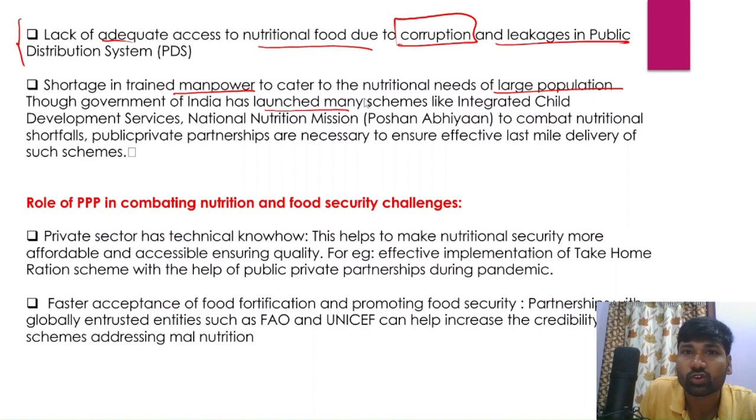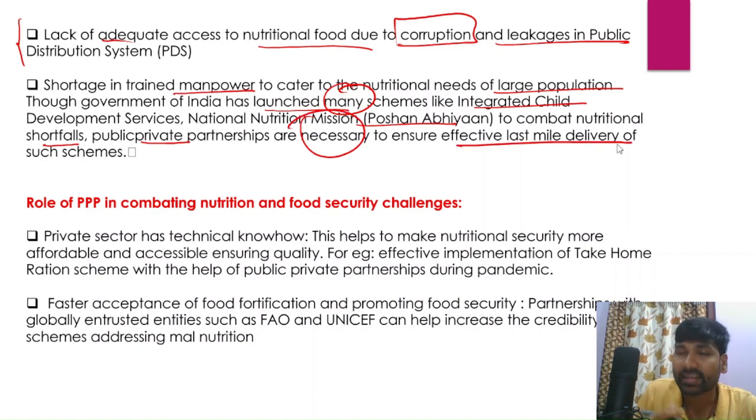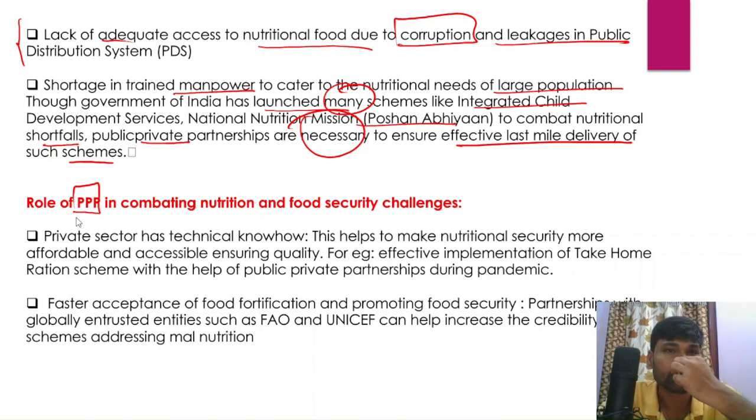Though the government of India has launched many schemes like Integrated Child Development Services and the National Nutrition Mission, which is considered as Poshan Abhiyan, to combat nutritional shortfalls, public-private partnerships are very important, and they are necessary to ensure effective last mile delivery of such schemes to every eligible beneficiary. So that would ensure food security, and that would also ensure nutritional security as well. Now in this context, what is the role of public-private partnership in combating nutrition and also ensuring food security for all the people who are considered poor, otherwise deprived of the essential food grains and nutritional needs?